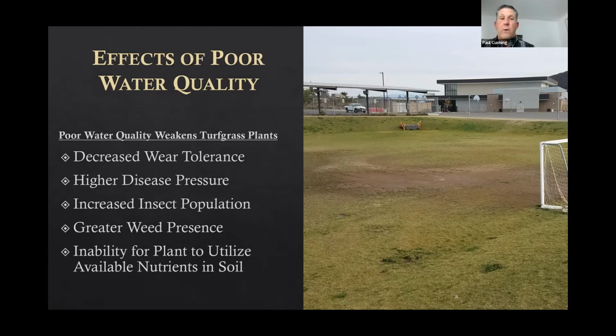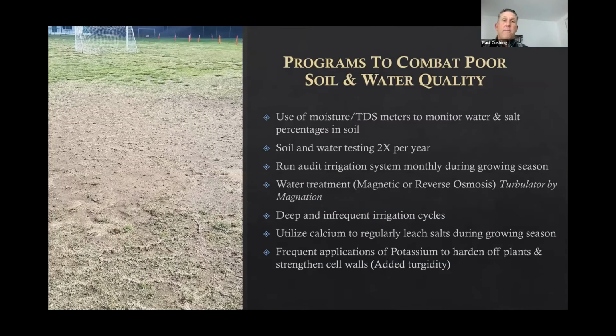But the most important thing that we see when we have poor water quality and different things going on and issues with our soils is the inability of the plant to be able to utilize the nutrients that are in the soil. So some things to combat this and some things to help you guys when we have soil and water quality issues. Make sure you're using moisture meters.